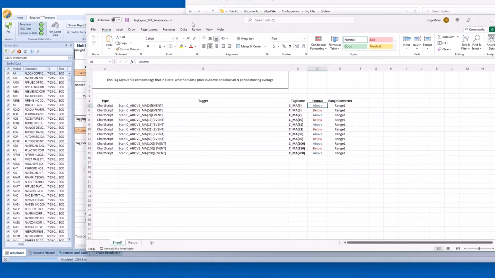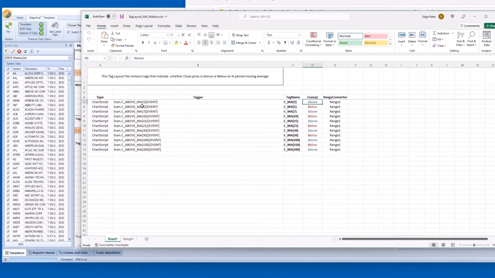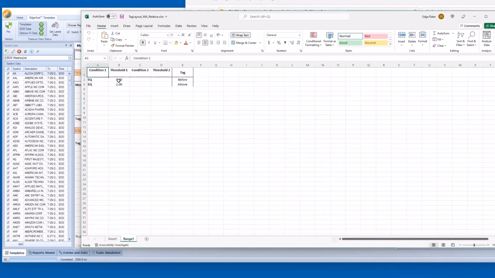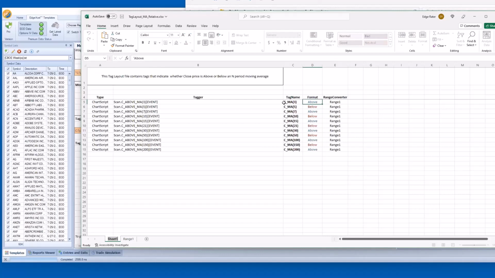All it is is a bunch of scans, all right? And there are scans in the system called C above MA, and then a parameter of the moving average. And then you give that a tag name, and you give it a format. These are not the actual values that are used. This is just the format that's going to be used. But what it will do is use this range converter worksheet to convert where a value equals 0, it will say that's below, and when value equals 1, it will say that's above. So that's the way they work.